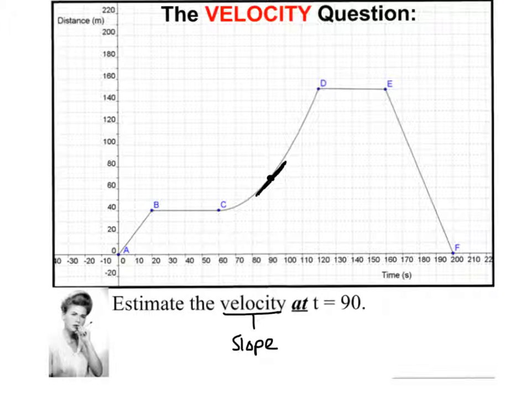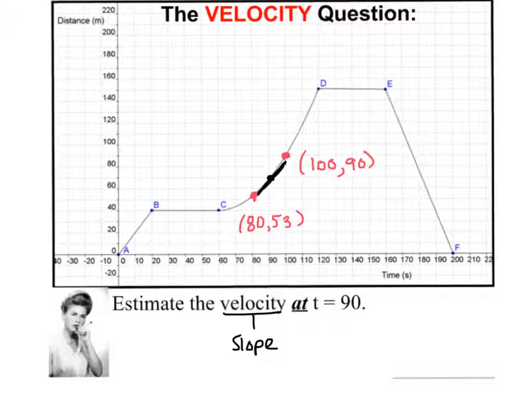So a good way to think about this is to pick a point on either side. Maybe let's just go, like 80 and 100. Something like that. Pick the points on either side. And we might have to do a little estimating and say, well, this looks like the point 80, comma, 53, let's say. And this looks like the point 190.